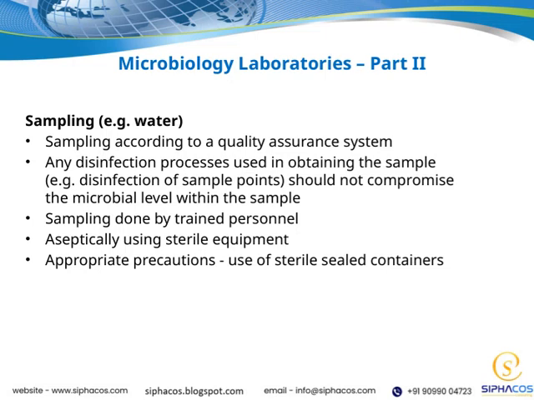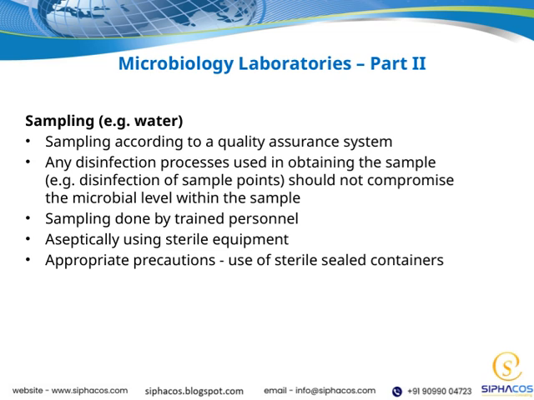When it comes to sampling, for example, water, it's essential to follow a structured approach. Sampling should be conducted according to a recognized quality assurance system, ensuring consistency and reliability. It's also important to consider any disinfection processes used during sampling. For instance, if sample points are disinfected, this should not compromise the microbial levels within the sample itself. We want to get an accurate picture of the microbial content, so any disinfection steps must be carefully managed.